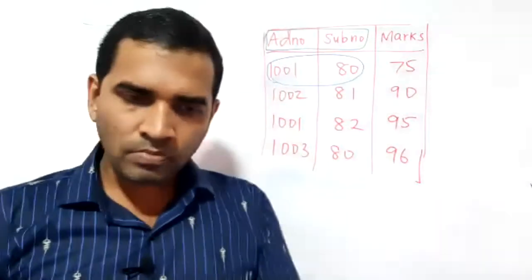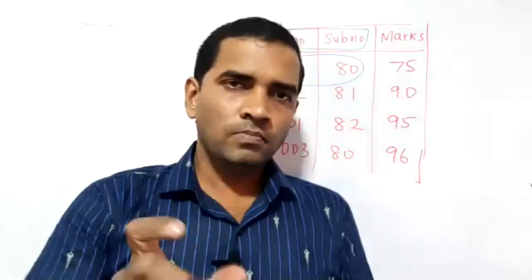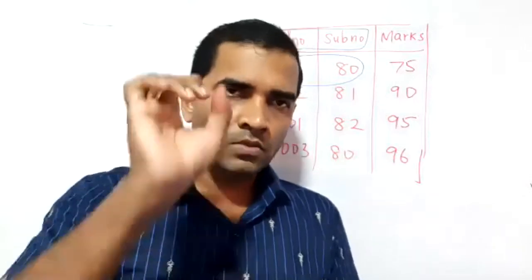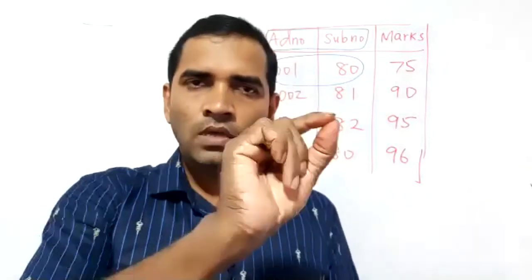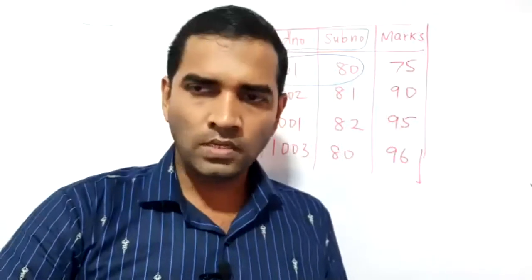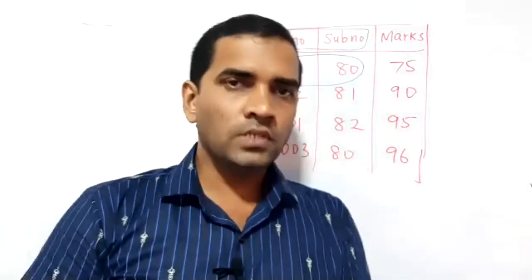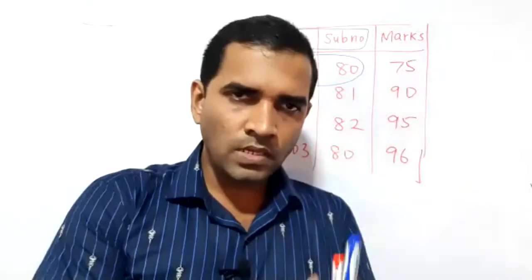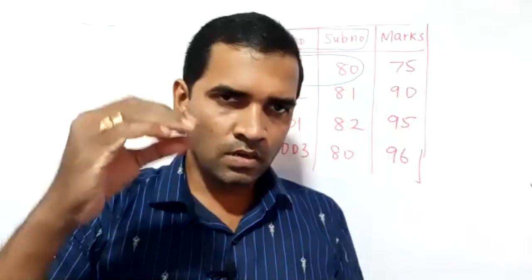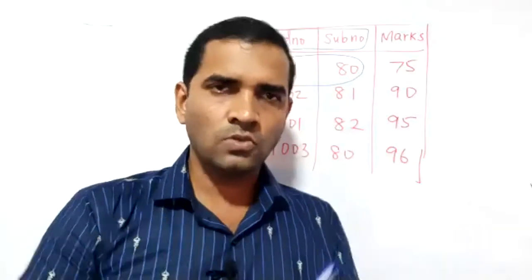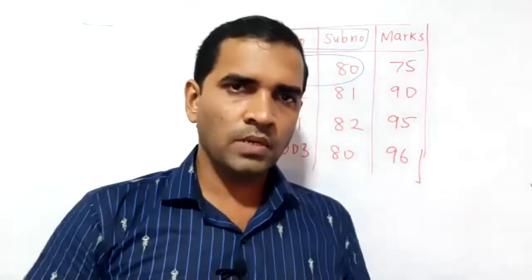So I come to the point now. What is a composite key? If two fields, I repeat, if two fields or more than two fields are able to identify each record, then that is a composite key. Composite key and primary key are almost similar. But a primary key is always denoted by one single field. When it comes to composite, it is a minimum of two fields. Sometimes more than two fields is also possible, but minimum two fields.